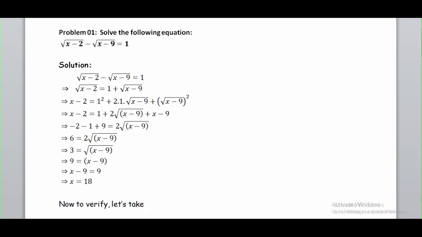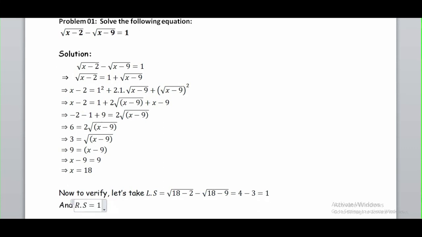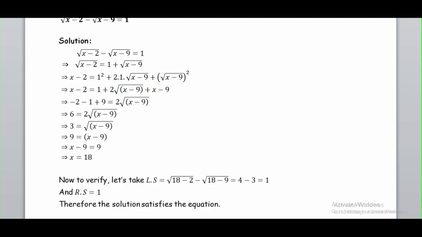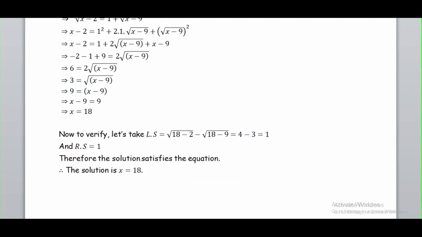Now we have to verify the result because we have squared two times. To solve the equation we have to verify the result, and the left side is root over 18 minus 2 minus root over 18 minus 9. We have put 18 instead of x, which gives us 1, and the right side is also 1. Therefore the solution satisfies the equation, and the solution is x equal to 18. I think you have understood the technique of the solution.